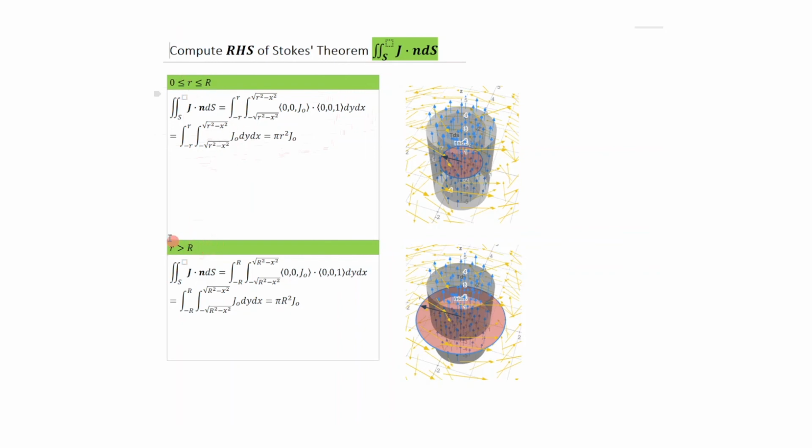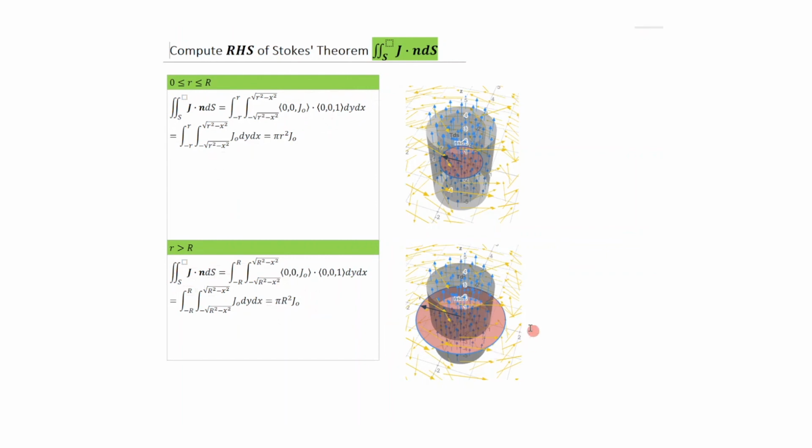And for the region r greater than capital R, you would use the same expression, but little r would be replaced by capital R, because for any r greater than capital R there's no additional contribution to the integrand, since J naught equals 0. So for r greater than capital R, the integral of the current flux density over the surface area, which is just the current, involves little r being replaced by capital R. If you do this computation, this becomes pi R squared J naught. So these are the two different regions to consider.